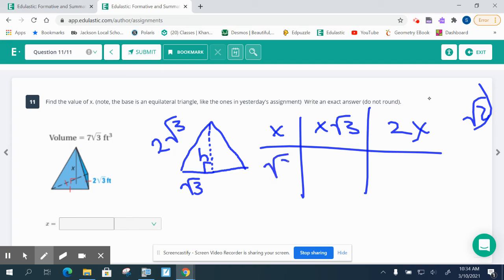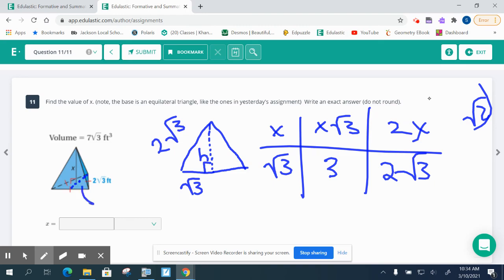So square root 3 is my x. And then x square root 3, which is square root 3 times the square root of 3, is just 3. So the height of this triangle is 3. Okay, this doesn't really look like a height. It's just slanted, but it is the height, it's 3.